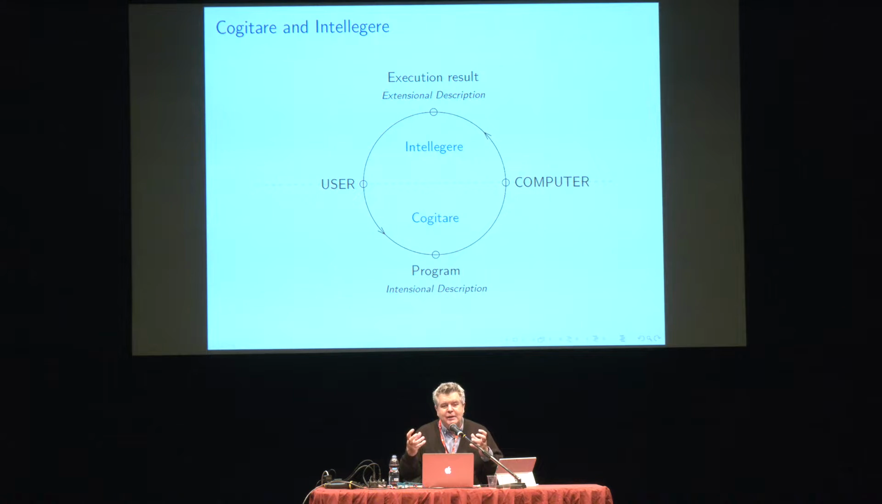So typically, in the way we use programming language as a creative means, we use cogitare on a program, intentional descriptions. We use the computer to transform this intentional description into extensional description so that we can listen to the sound, for example. And it is on the extensional description that you apply your intellegere to choose what seems to be interesting to you.